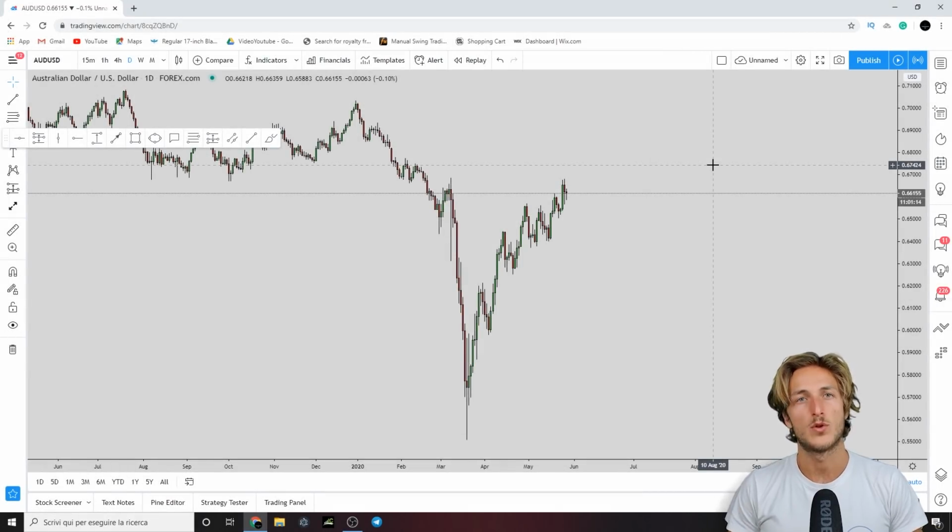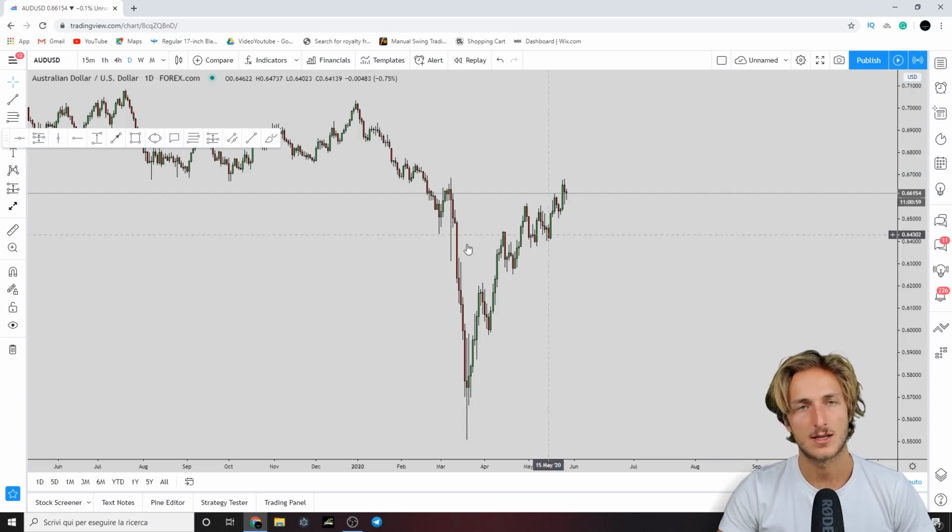Okay, so today I want to speak about AUD USD. Why do I want to speak about AUD USD? Because at the moment we have an opportunity to be looking at potential opportunities to capitalize on AUD USD in the near future. So let's start our analysis from the monthly time frame.